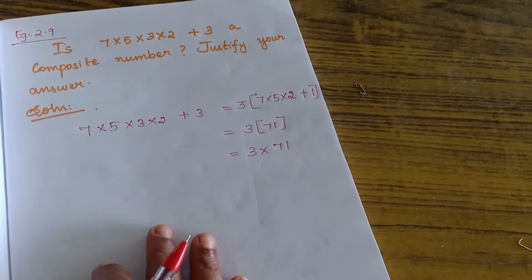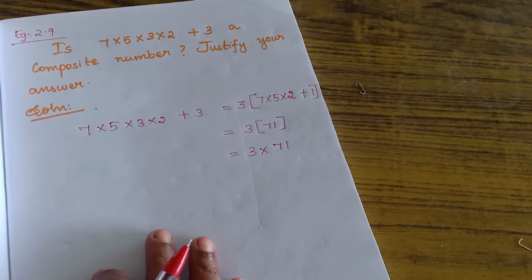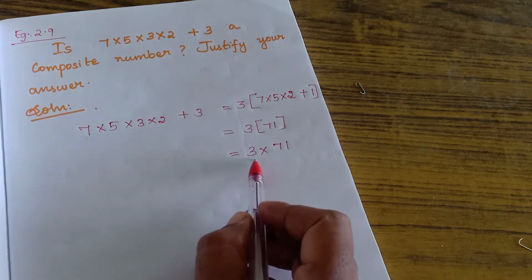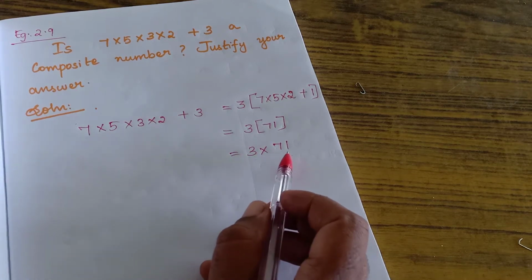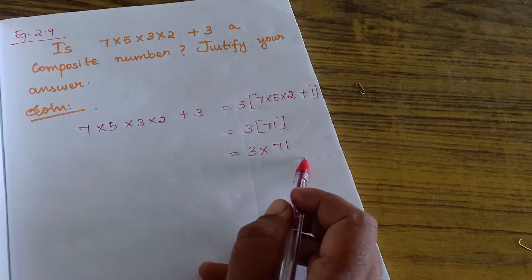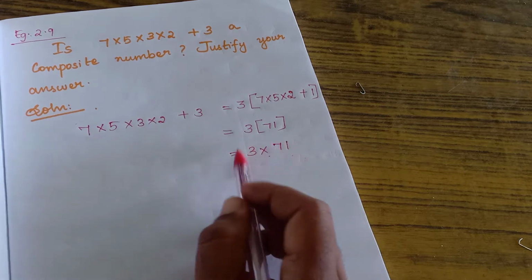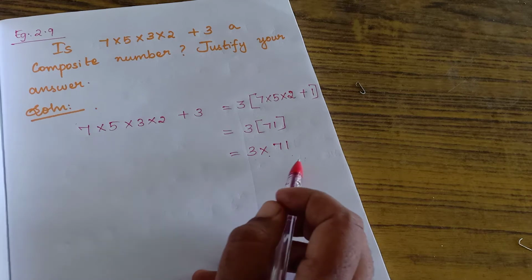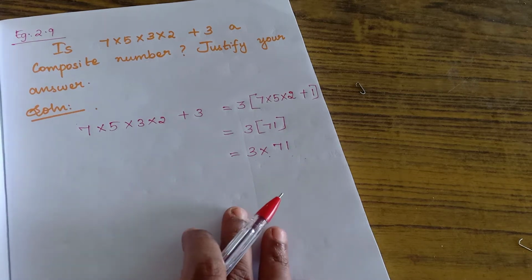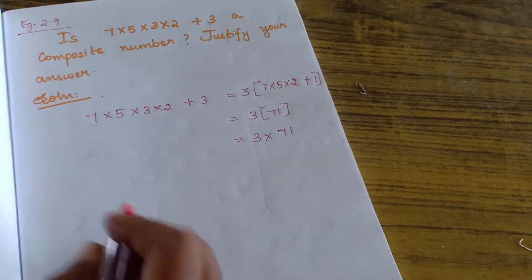What is the fundamental theorem of arithmetic we learned? Every composite number can be written as a product of prime numbers. Here we have 2 prime numbers, 3 and 71. 71 is also a prime number, so 3 and 71 both are prime numbers. It is the product of 2 prime numbers only. So surely the answer is a composite number. Got it, students?